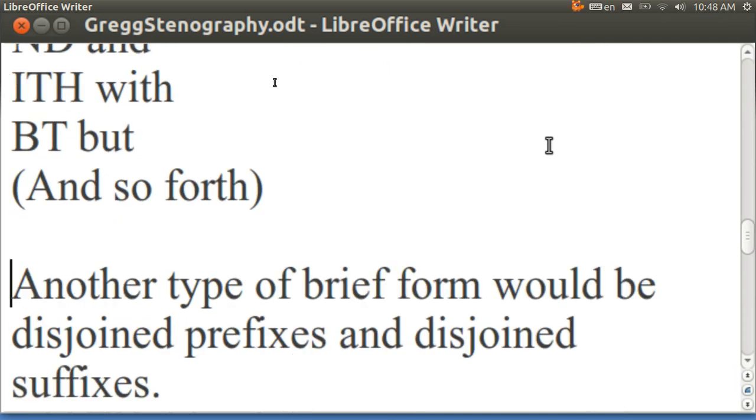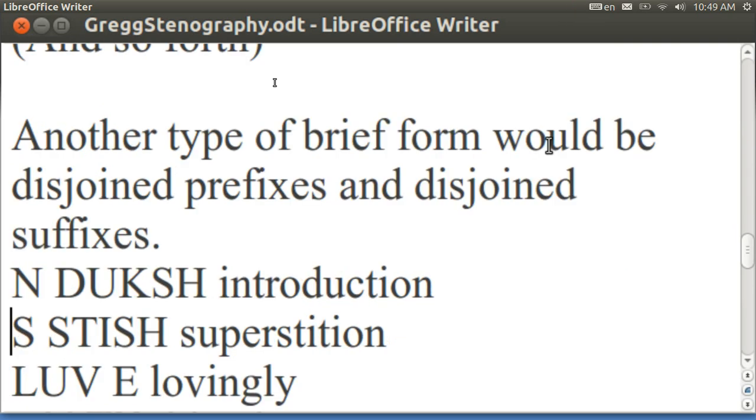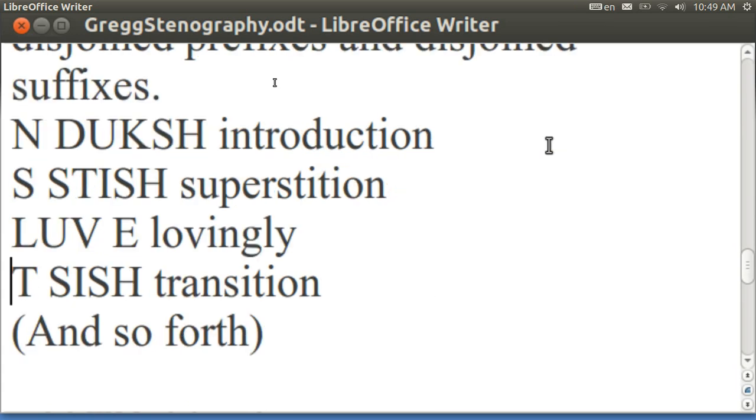There's another kind of brief form that consists of prefixes and suffixes that are disjoined. Let me explain that. Introduction, the intro, is just an N. If you've got an N hanging in space in front of a word, that stands for intro. And then you just follow it by duck. Super, just put an S in front, not connected. Ingly, that's a suffix, and it's just an E by itself hanging in space, and so forth.